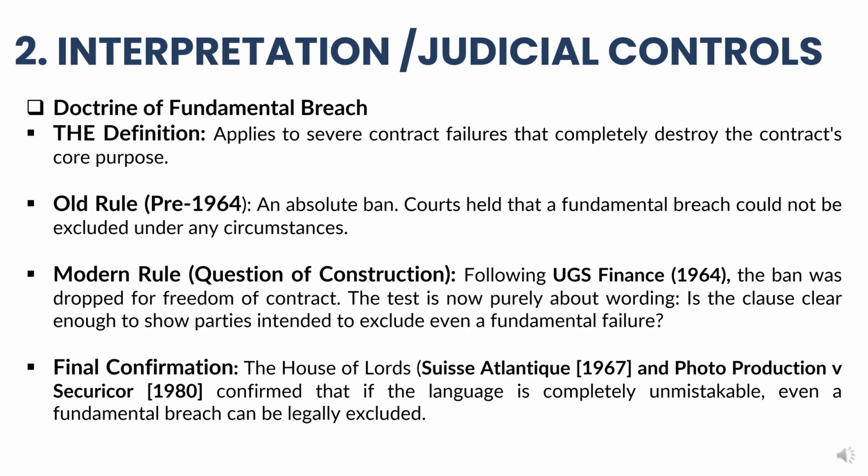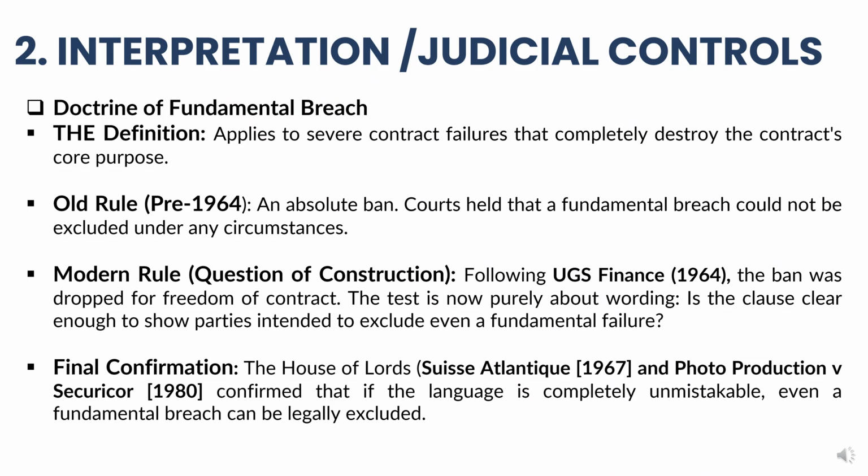Building on the judicial controls we have just discussed, the final doctrine under interpretation is the doctrine of fundamental breach. This doctrine deals with breaches that are so serious they destroy the very core purpose of the contract itself. Historically, before 1964, courts treated fundamental breach as a strict rule of law. Under this older approach, a party could not rely on an exclusion clause to escape liability for such a serious failure. The reasoning was simple. A party should not be able to remove its most basic contractual obligations through fine print.